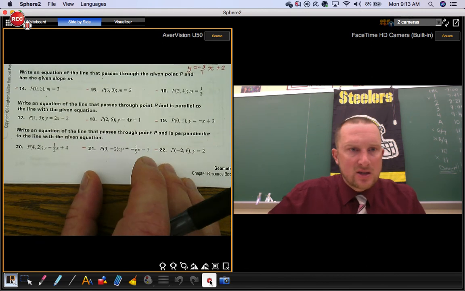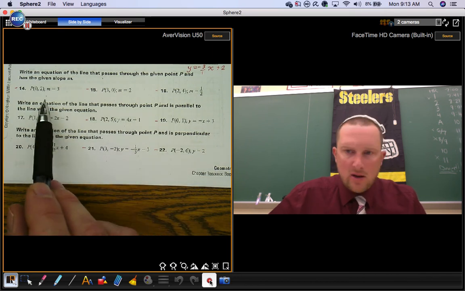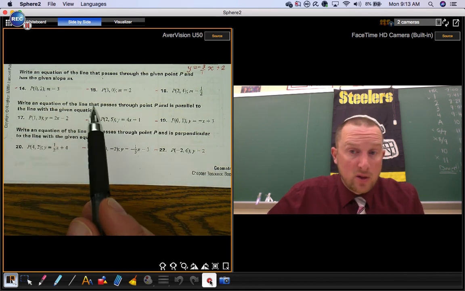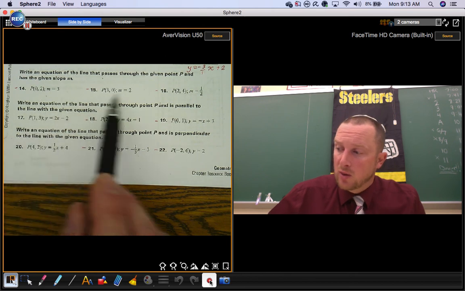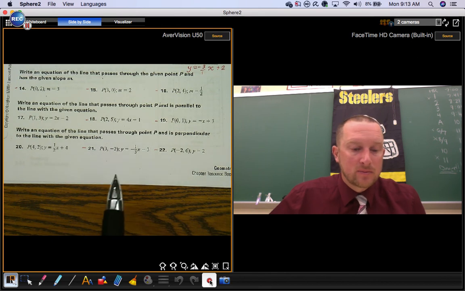Now in this section, they give you the slope, so half of it is easy. Now the other half, you don't know. You don't know the y-intercept, but what you do know is a point on the line. And with that point on the line, you can actually find the y-intercept.